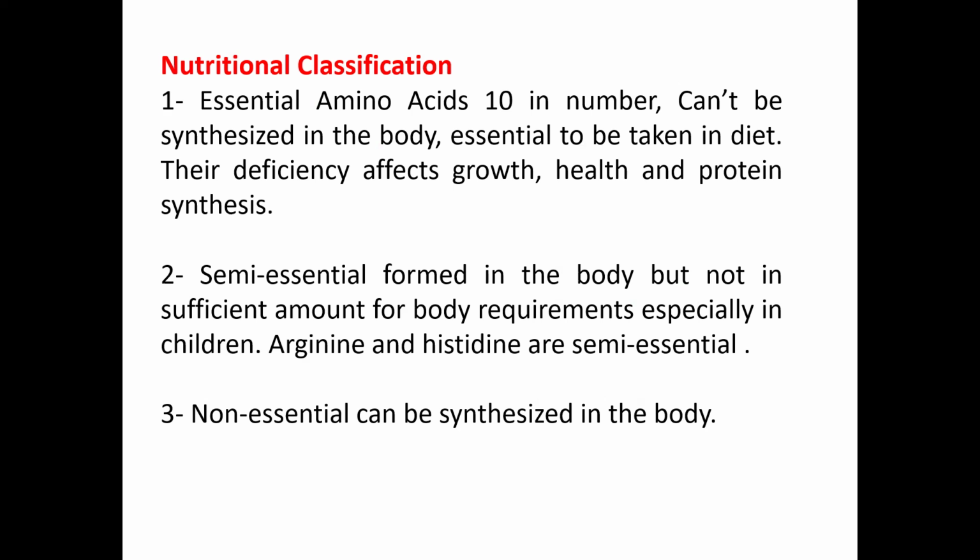While there are others that are called semi-essential, that are formed in the body but not in sufficient amount for the body requirement, especially in children. Arginine and histidine are called semi-essential amino acids, while the non-essential amino acids are those that the body can directly synthesize from either precursors or from other amino acids.